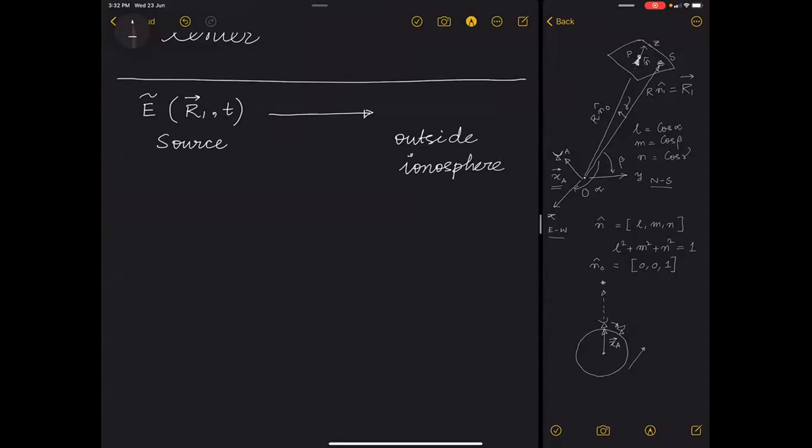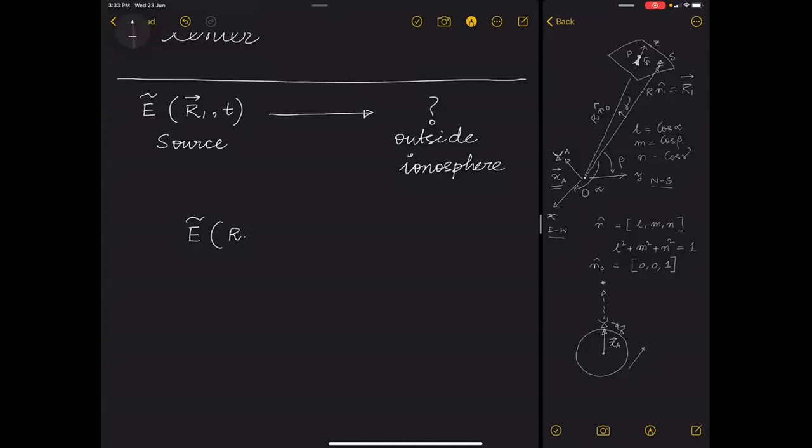Why outside the ionosphere? Because the ionosphere, I assume, is the first thing that will make any change to this electric field. So what is the electric field here? Well, for this, I can directly use Huygens propagation, as we discussed. The electric field just outside the ionosphere will be the following.